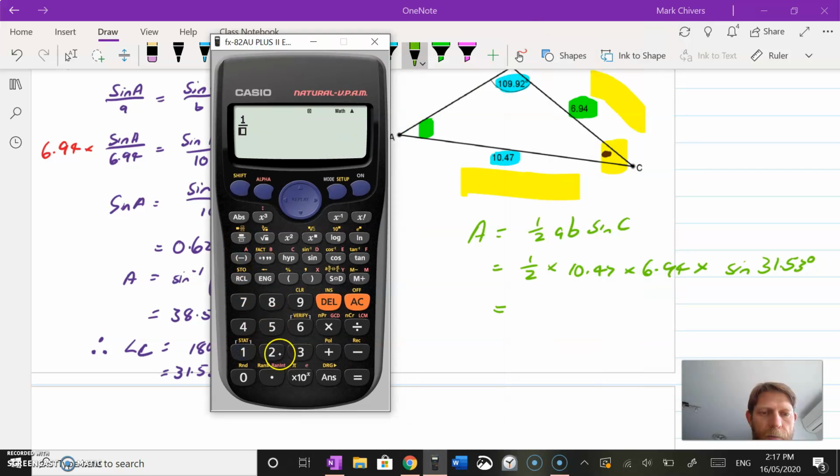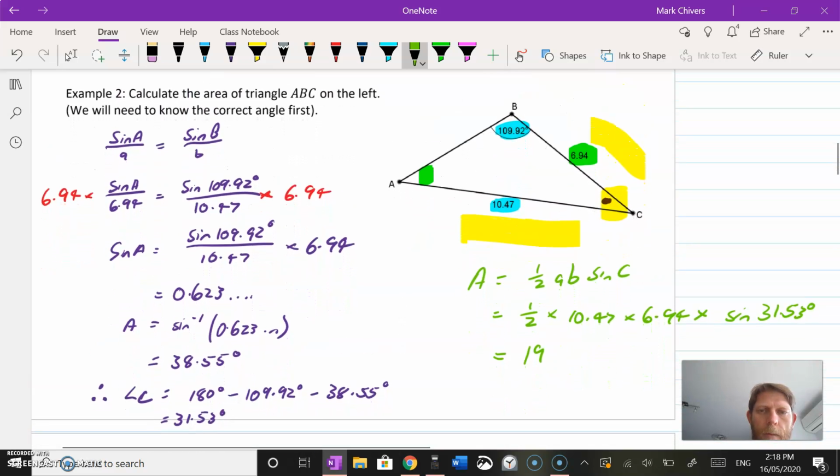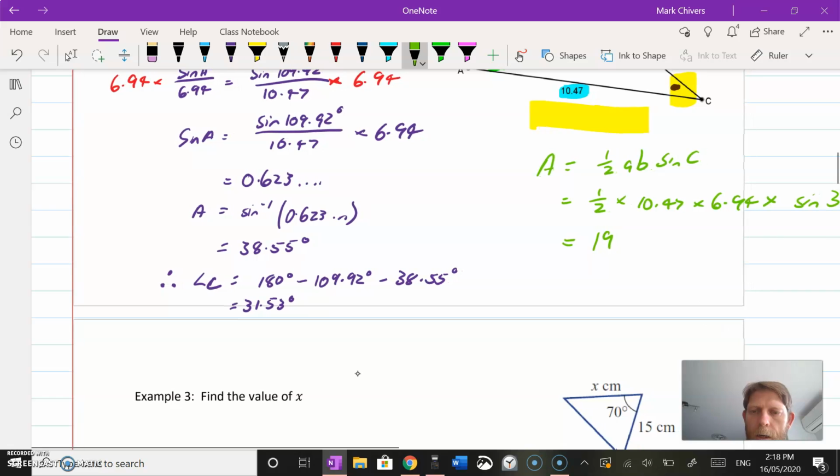And we plug all that into our calculator. A half times 10.47 times 6.94 times sine of 31.53. And that's going to give us 18.999. We might just call that to the nearest square unit, so we'll call that 19. It doesn't actually say, so it's going to be 19 units squared. So that's the area of that triangle.